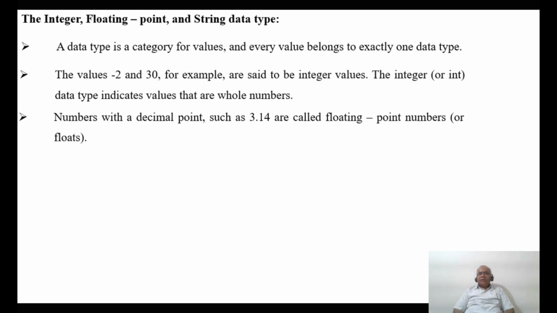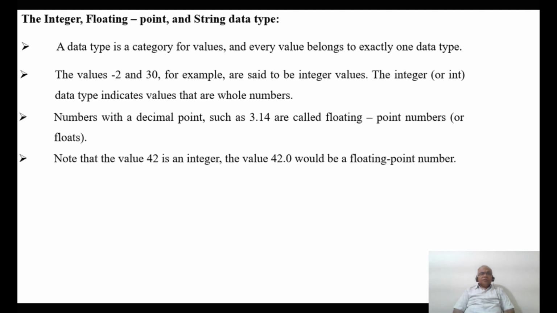Numbers with the decimal point, such as 2.4, 3.14, 2.8, 3.5, 100.6, 100.750, are called floating point numbers or floats. Here we need to note that a whole number is an integer, a decimal number will be a floating point number. For example, if I say 42, it's an integer. If I say 42.0, then it becomes a floating point number.